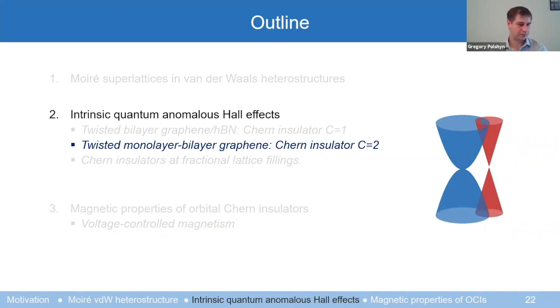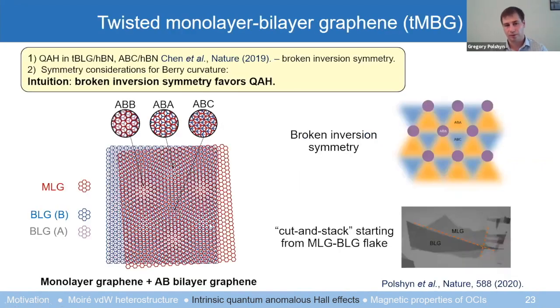Okay, so next I'm going to talk about a different structure, right? So twisted monolayer bilayer graphene. This structure is composed of a monolayer graphene which is rotated on top of a Bernal stacked bilayer graphene. And why did we get interested in this structure? The motivation was the following: at that point we knew that the quantum anomalous Hall effect is observed in twisted bilayer graphene aligned to HBN and in ABC stacked trilayer graphene aligned to HBN.